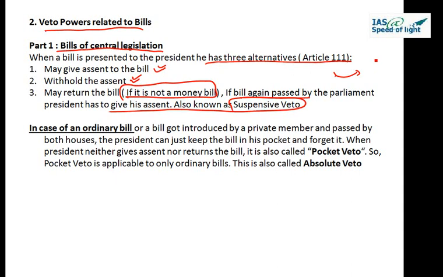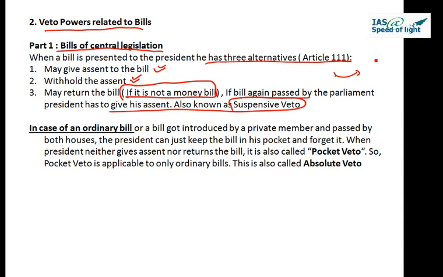Now the third thing is he can return the bill. He is returning the bill to the Parliament. He is asking you to reconsider these points. I think these are not right. And this can only be done in case of a non-money bill. A money bill cannot be returned back to the Parliament. So for a money bill, the President will have two obvious choices now. He can give his assent, and second is he can withhold his assent. But normally he does not withhold his assent because these money bills, we have seen, can be introduced in the Parliament only on the recommendation of the President.